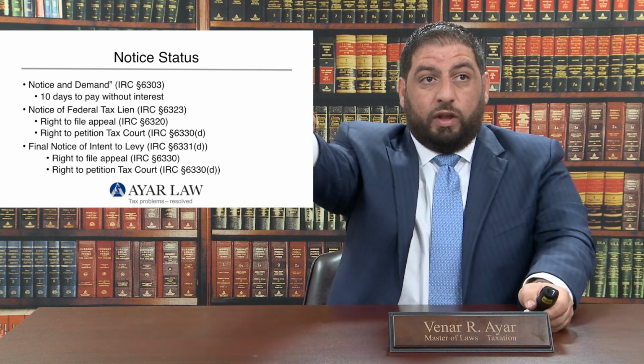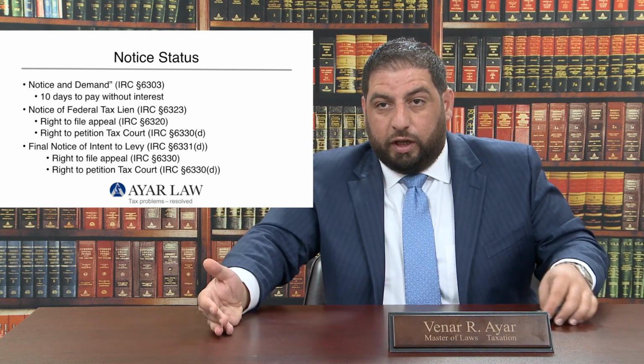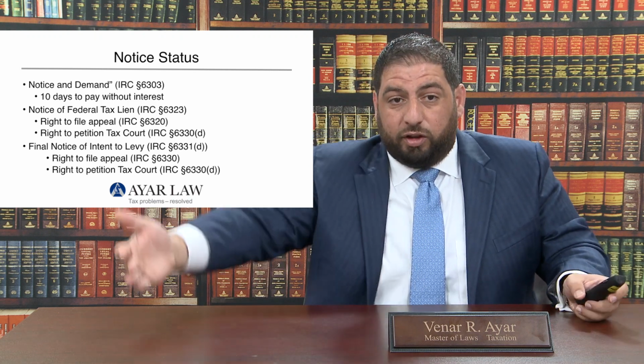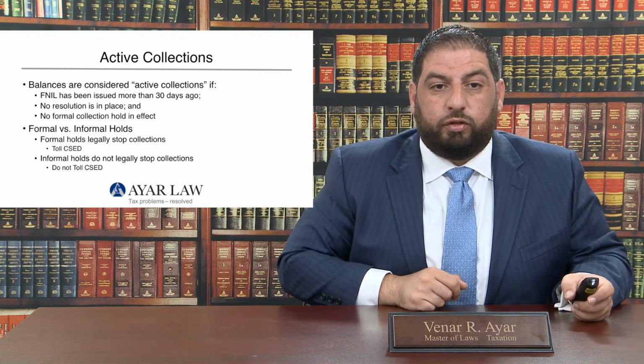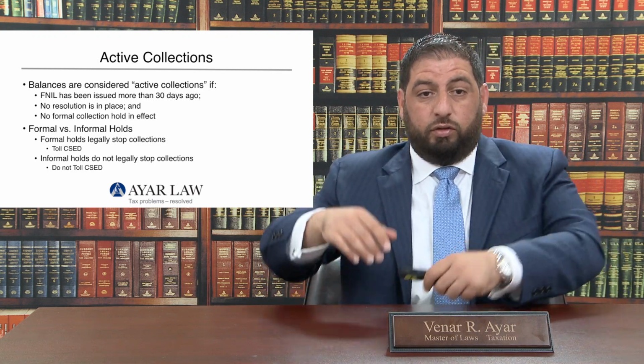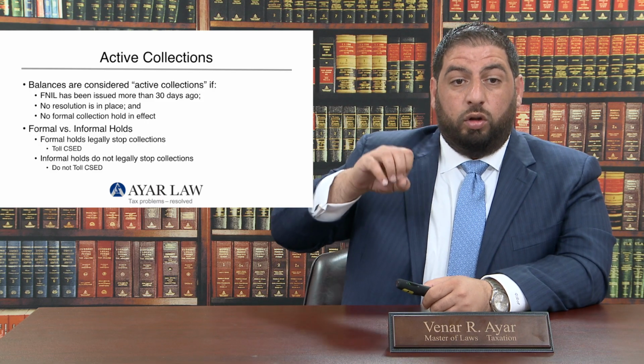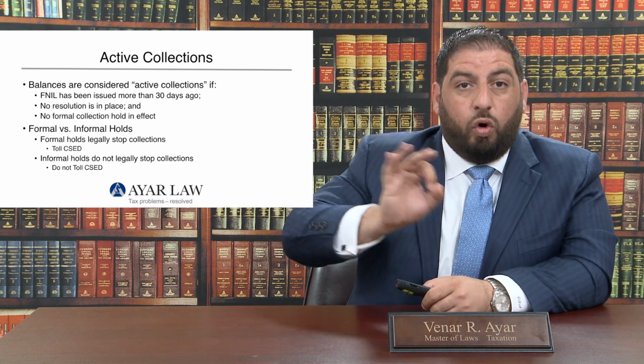Once you get through the notice status and you get the collection due process notice of intent to levy, which gives you 30 days to file an appeal, at the end of the 30 days, then you go into active collections. Balances are considered to be in active collections if you have no resolution in place and the notice of intent to levy has been issued. What active collections means is that you're at imminent risk of garnishment or levy. Your goal is to put a hold in place.